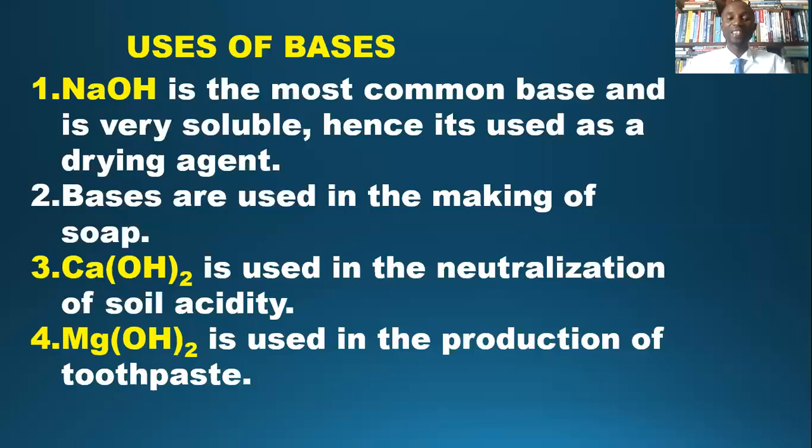water. For that reason, calcium hydroxide is used in the neutralization of what? Soil acidity. Because if it reacts with the soil acidity, it will neutralize the effect of acidic soil, and it becomes neutral. So it helps in neutralizing the soil acidity. Then magnesium hydroxide is used in the production of what? Toothpaste, and many more which we can use bases for.